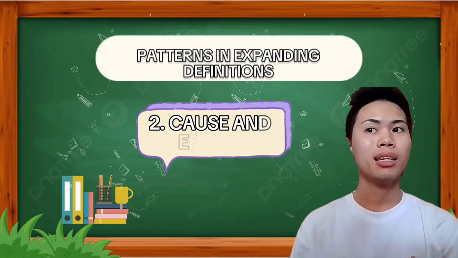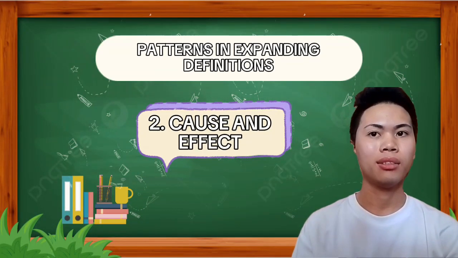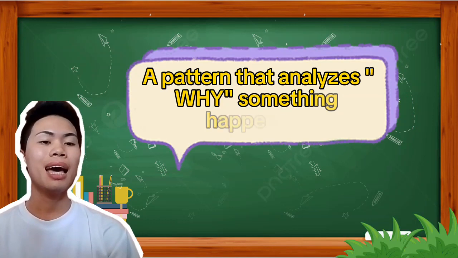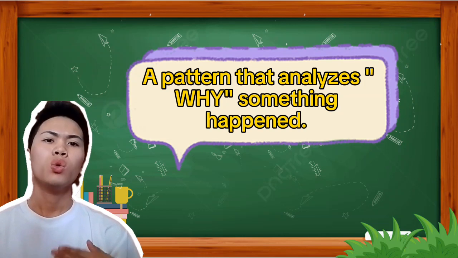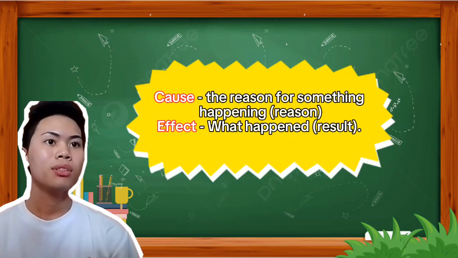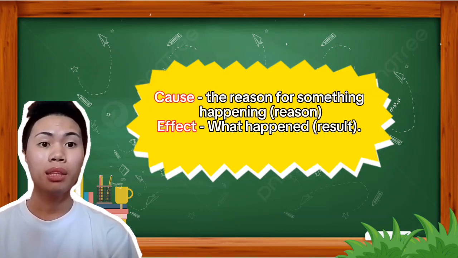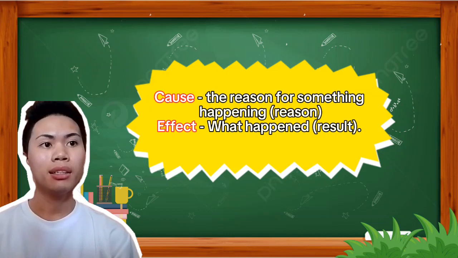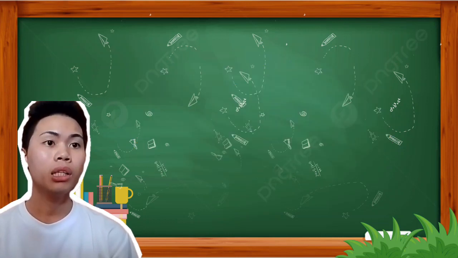The second one is cause and effect. When we say cause and effect, this is the pattern that analyzes why something happened. The cause is the reason for something that happened, while the effect is what happened, or the result.